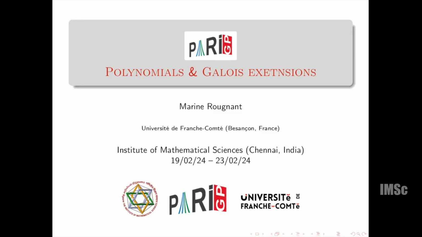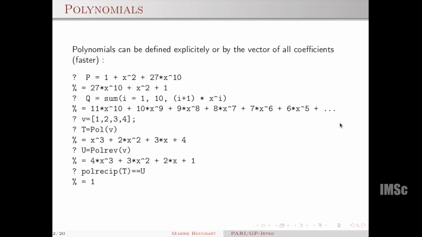I just forgot the name. But first, polynomials. In Paris GP, you have several ways to define polynomials. You can define it by the explicit expression like here. Be careful here, the polynomial is P, not P of X. If you write P of X, you are defining a function. So it's not the same object, it's not the same type. So you can define it with the explicit expression.